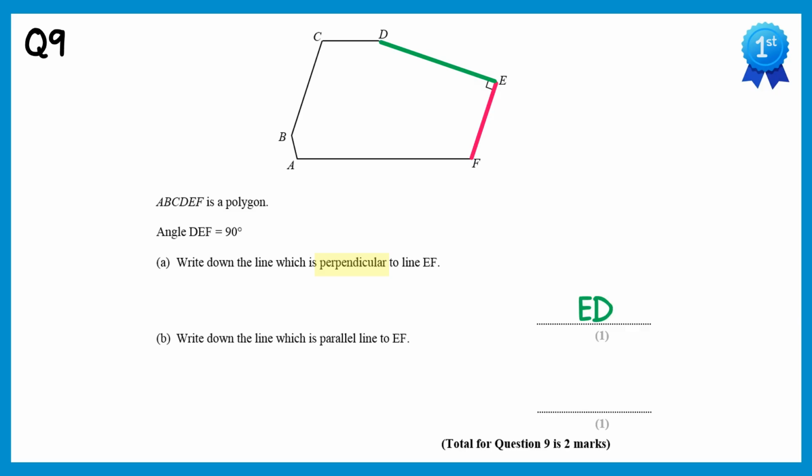For part B, we need to find a line that's parallel. Parallel lines never meet, so if you draw on the blue line here CB, you can see that it's parallel because if you extended both of the lines, they would never meet. So the answer is line BC.